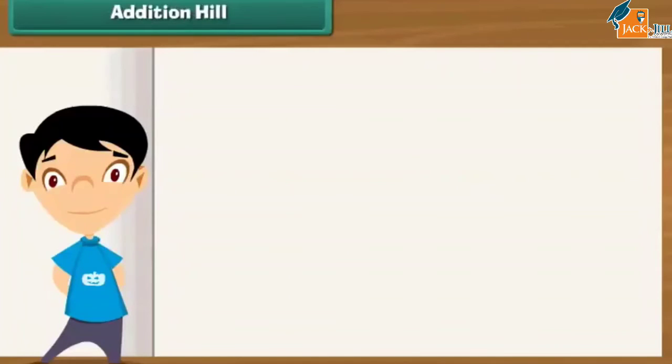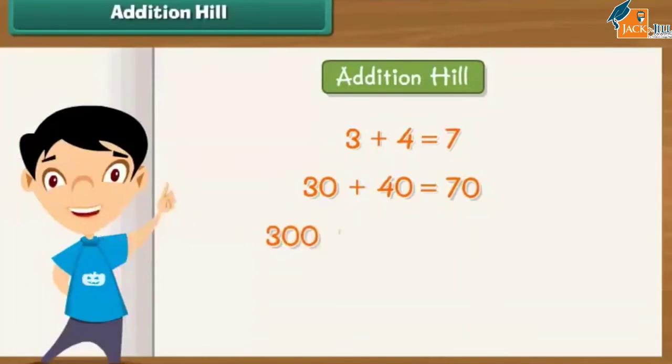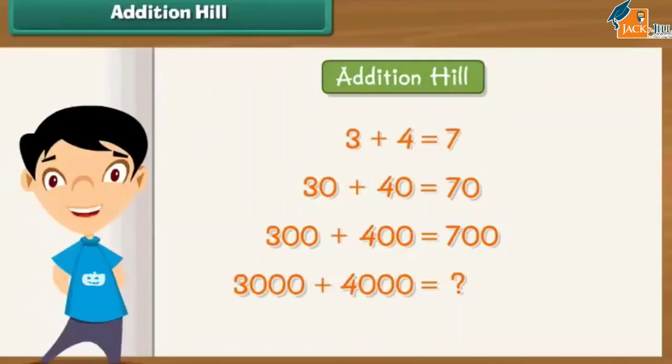Addition hill. There is a very interesting pattern in addition called addition hill. We know that 3 plus 4 is 7. What will be 30 plus 40? 30 plus 40 is equal to 70. What will be 300 plus 400? 300 plus 400 is equal to 700. Now you can tell the sum of 3000 and 4000 very easily. 3000 plus 4000 is equal to 7000. As this pattern gives a hill-like structure, we call it the addition hill.